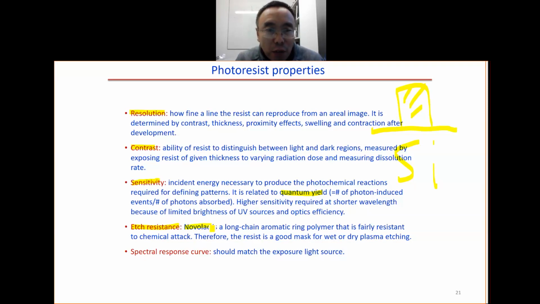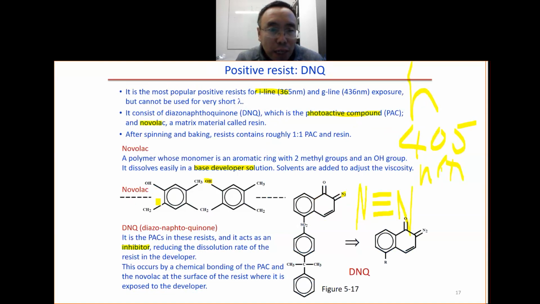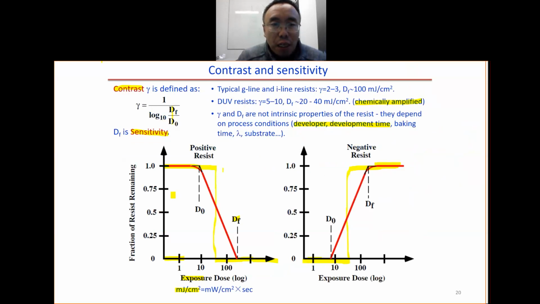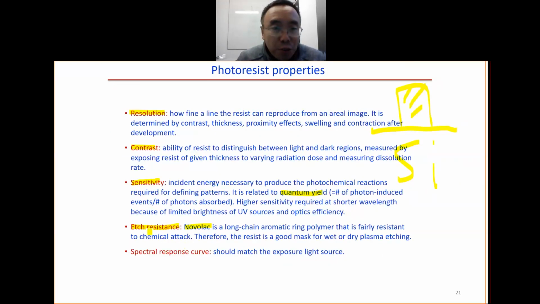Unfortunately, for the case of the novolac, the novolac contains lots of this benzene ring, phenyl group. This phenyl group is a very stable chemical group, so it is very resistant to the etching process. Normally, we have the benzene ring phenyl group, and we have less oxygen. If we have less oxygen in the polymer chain, in the polymer structure, then the etching rate will be slower.